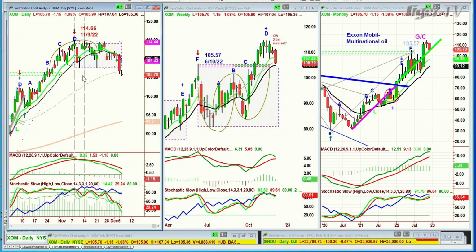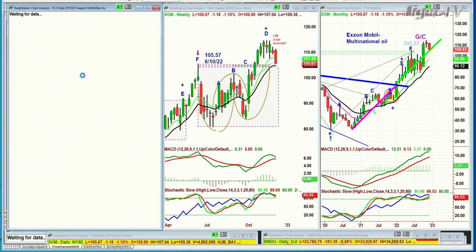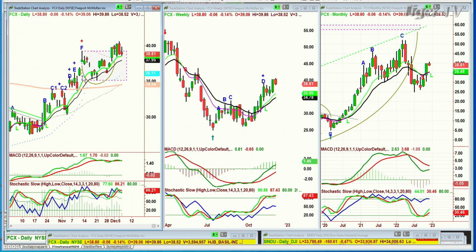Next question I had was, where was it? I saw it. Was it yesterday? Yes. Could you look at FCX? FCX is Freeport McMoran, copper and gold. So this is an alternate count, and I didn't want to spend too much time on it the other day. I did draw in the rectangle to say I believe it's stuck in the rectangle formation.